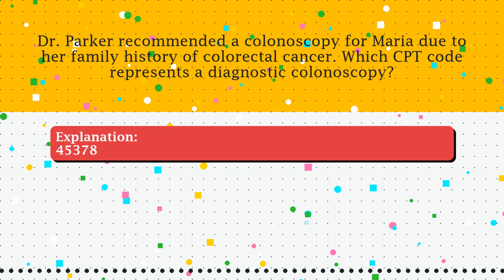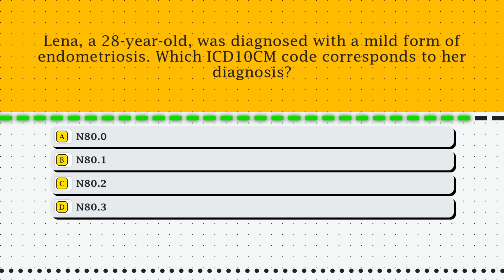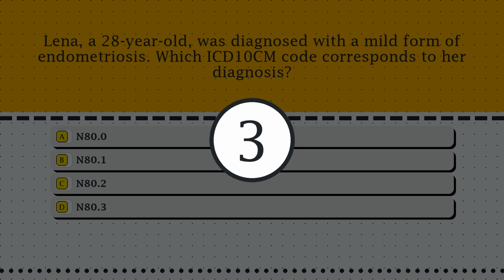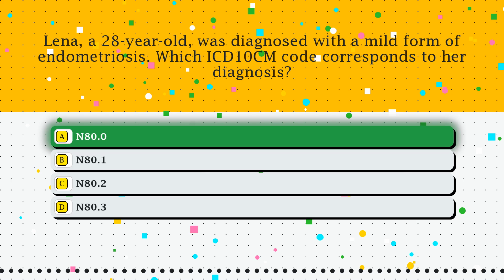Question 239. Lena, a 28-year-old, was diagnosed with a mild form of endometriosis. Which ICD-10-CM code corresponds to her diagnosis? Option A, N80.0. Option B, N80.1. Option C, N80.2. Option D, N80.3. The correct answer is option A, N80.0.